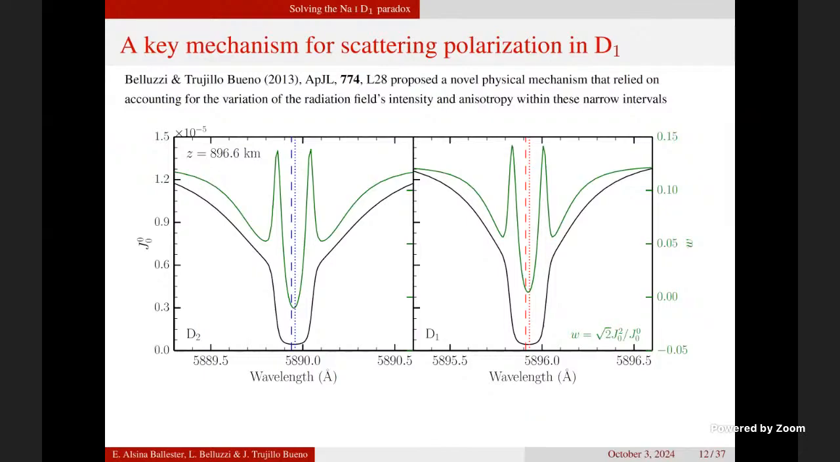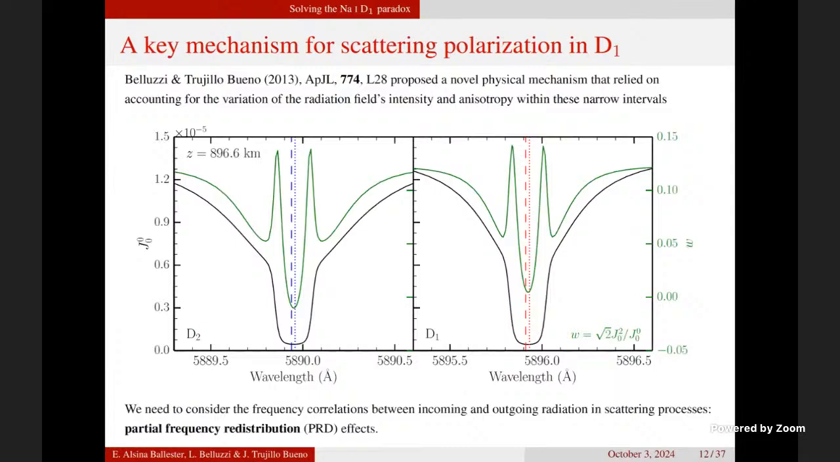Indeed, here I'm showing a radiative transfer calculation I carried out some time ago around the formation region of sodium, in which the vertical blue and red lines show the wavelength intervals in which the hyperfine structure transitions are found for the D1 and D2 lines. The black curve shows the radiation intensity, and the green curve shows the anisotropy of the radiation field. And indeed, you can see that the anisotropy varies a fair amount even between these narrow intervals.